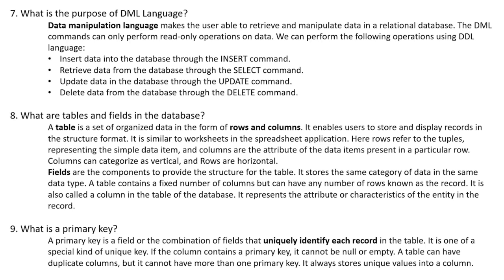Question 9. What is a primary key? Answer. A primary key is a field or a combination of fields that uniquely identifies each record in the table. It is a special kind of unique key. If a column contains a primary key, it cannot be null or empty. A table can have duplicate columns, but it cannot have more than one primary key.